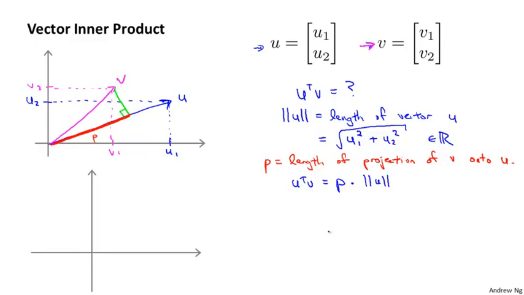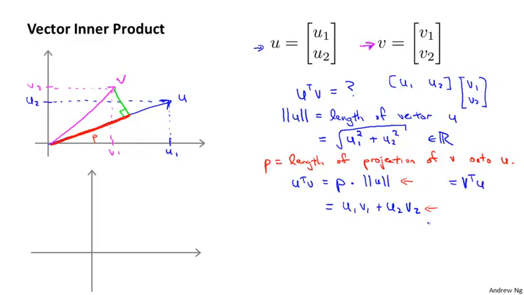So this is one way to compute the inner product, and if you actually do the geometry and figure out what p is and figure out what the norm of u is, this should give you the same answer as the other way of computing the inner product, right? Which is if you take u transpose v, then u transpose is this u1, u2, a 1 by 2 matrix, and then times v, and so this should actually give you u1 v1 plus u2 v2. And it's sort of a theorem of linear algebra that these two formulas give you the same answer. And by the way, u transpose v is also equal to v transpose u.